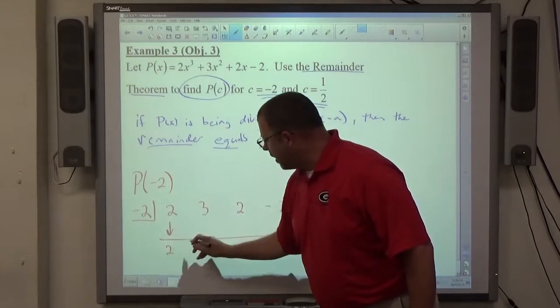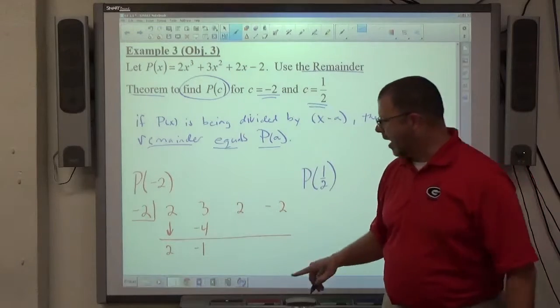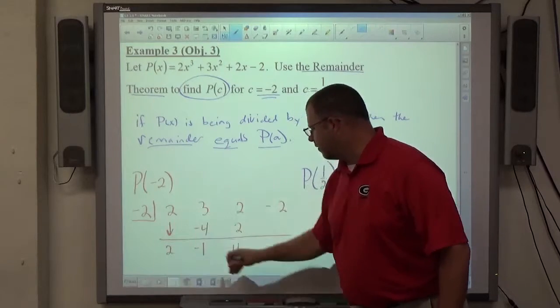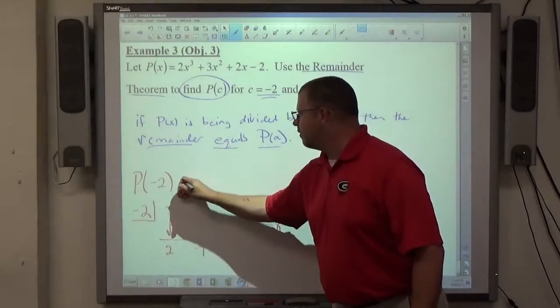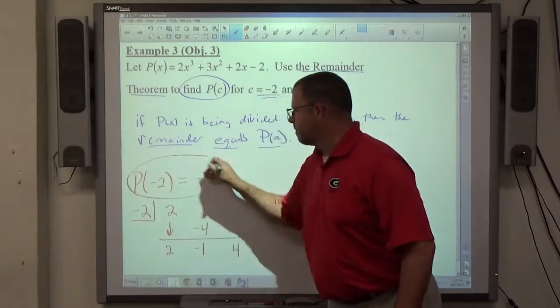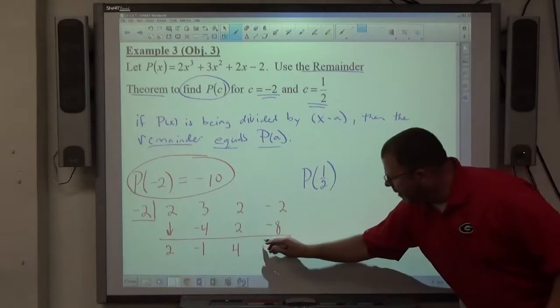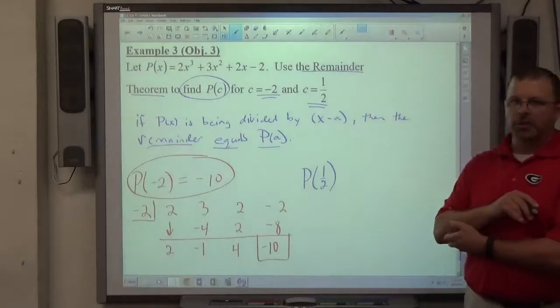So negative 2 times 2 is negative 4. Add, we get negative 1. Negative 2 and negative 1 make positive 2. 2 plus 2 is 4. Negative 2 and 4 make negative 8. Negative 2 and negative 8 make negative 10. So P of negative 2 is equal to negative 10. Performing synthetic division to evaluate a function, the remainder represents the answer we're looking for.